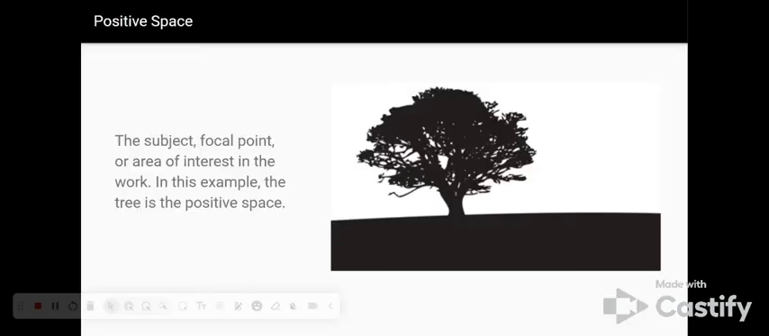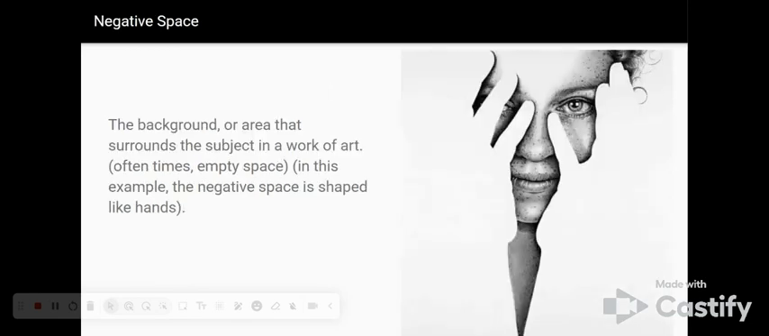Positive space is going to refer to your focal point or the area of interest. So in this picture specifically, your tree is the positive space. You could argue the black parts of the image are the positive space. Then the white parts would be the negative space.